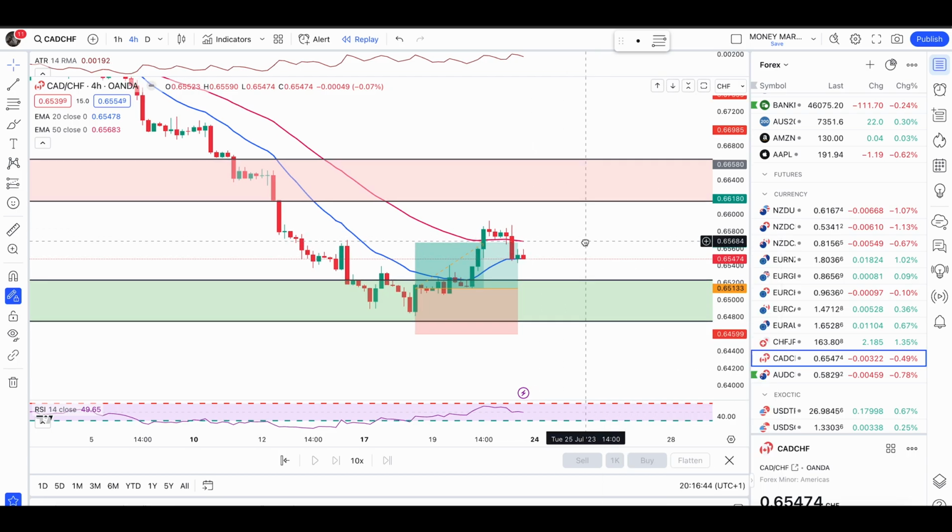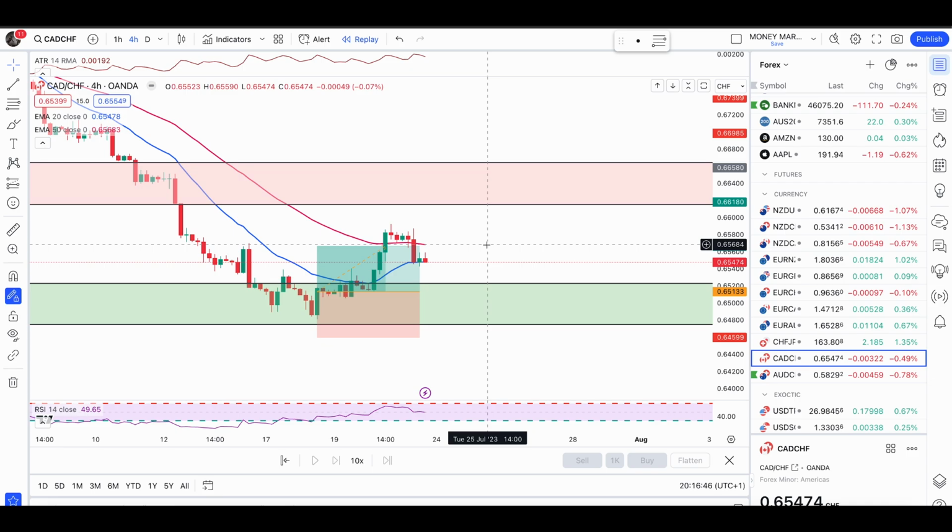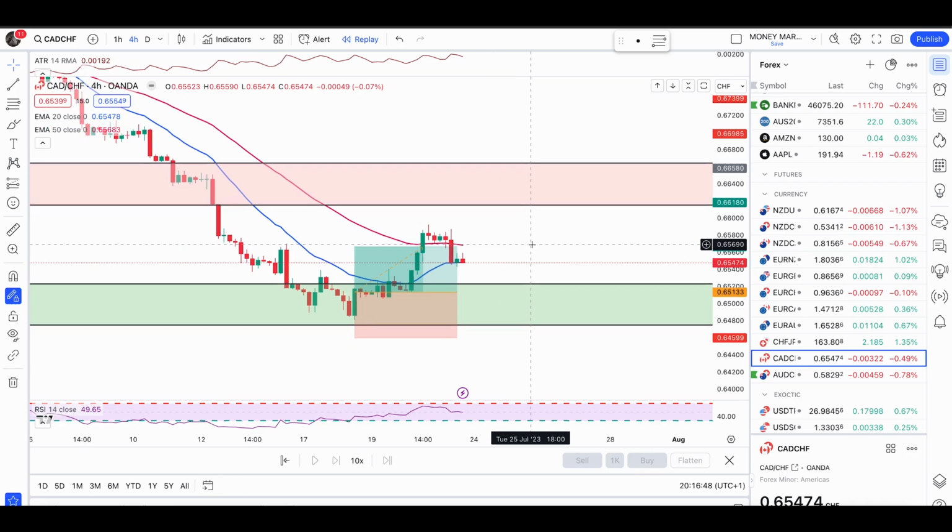So let's look at this trade I have sent to the priority member. Now, why did I enter this trade?